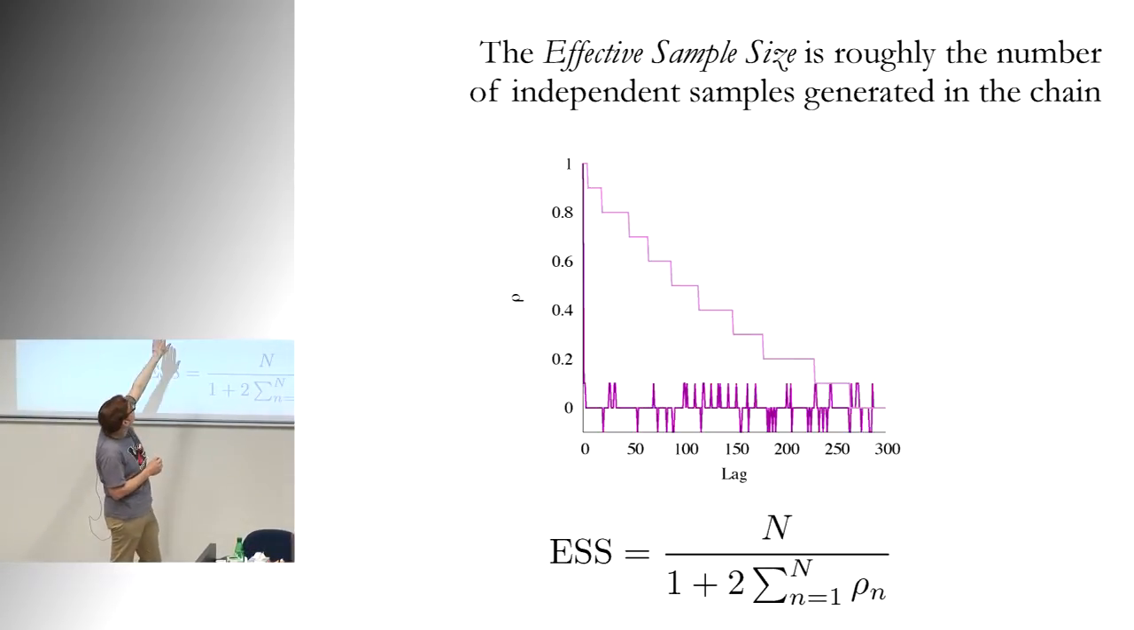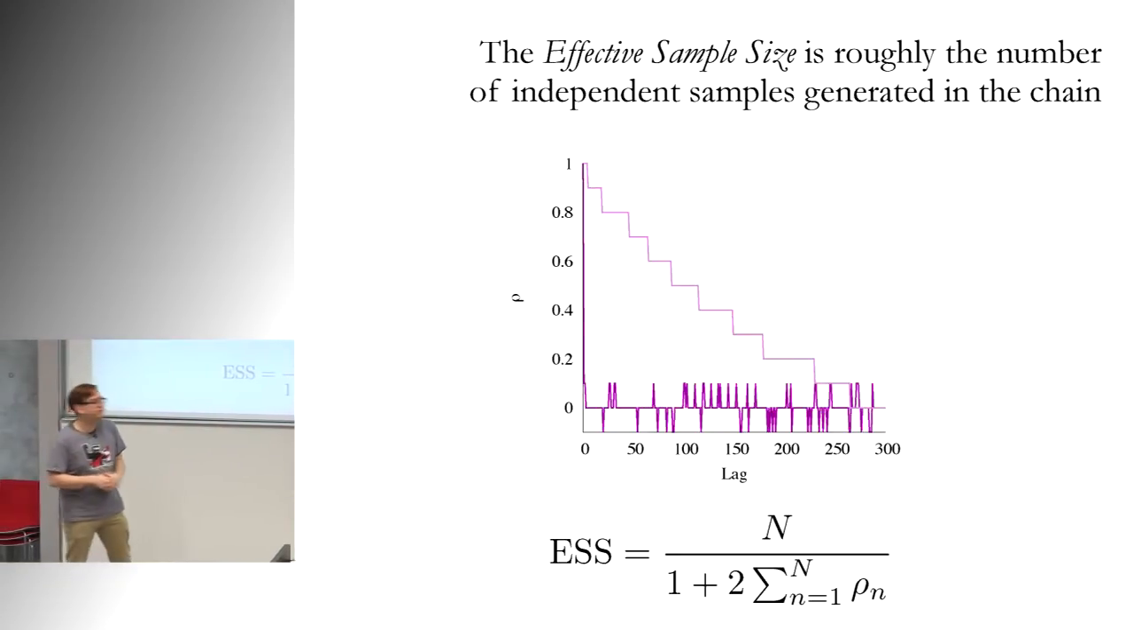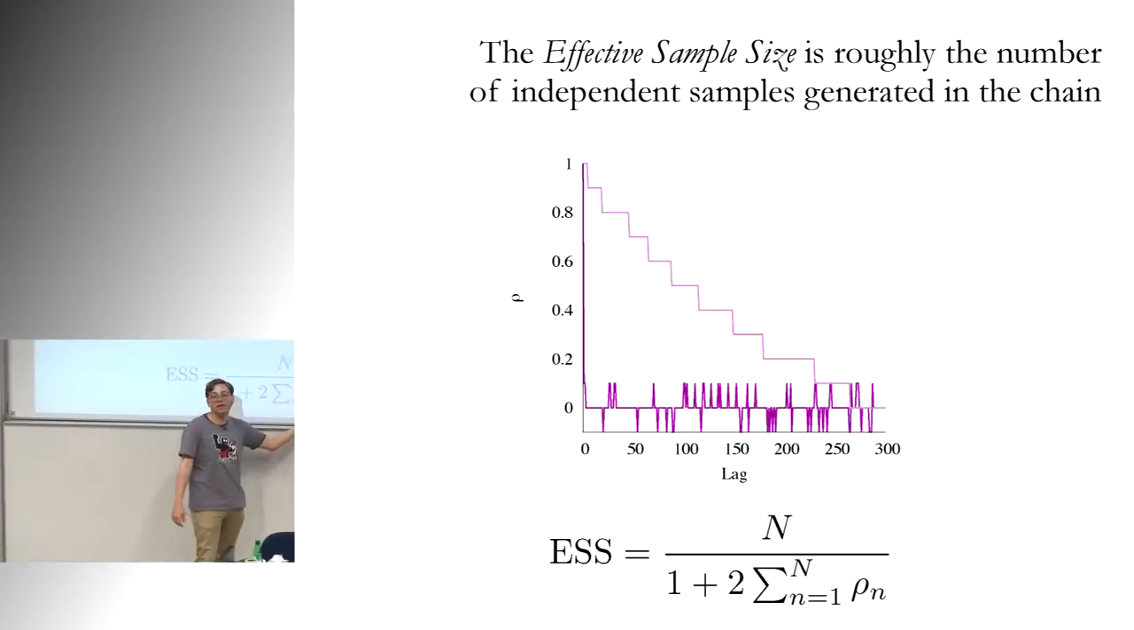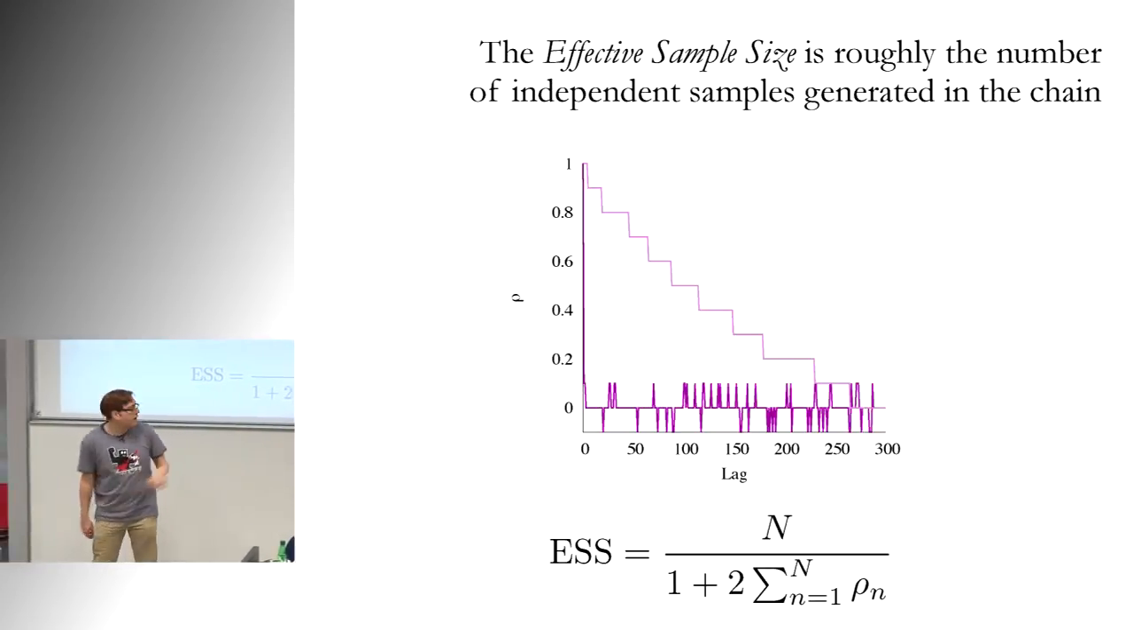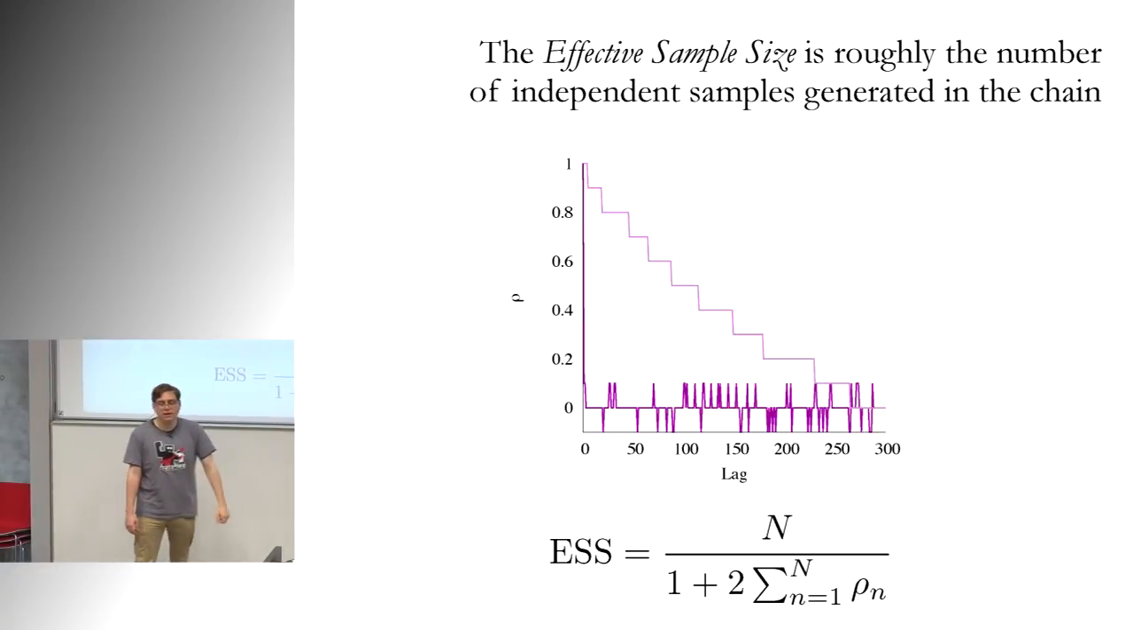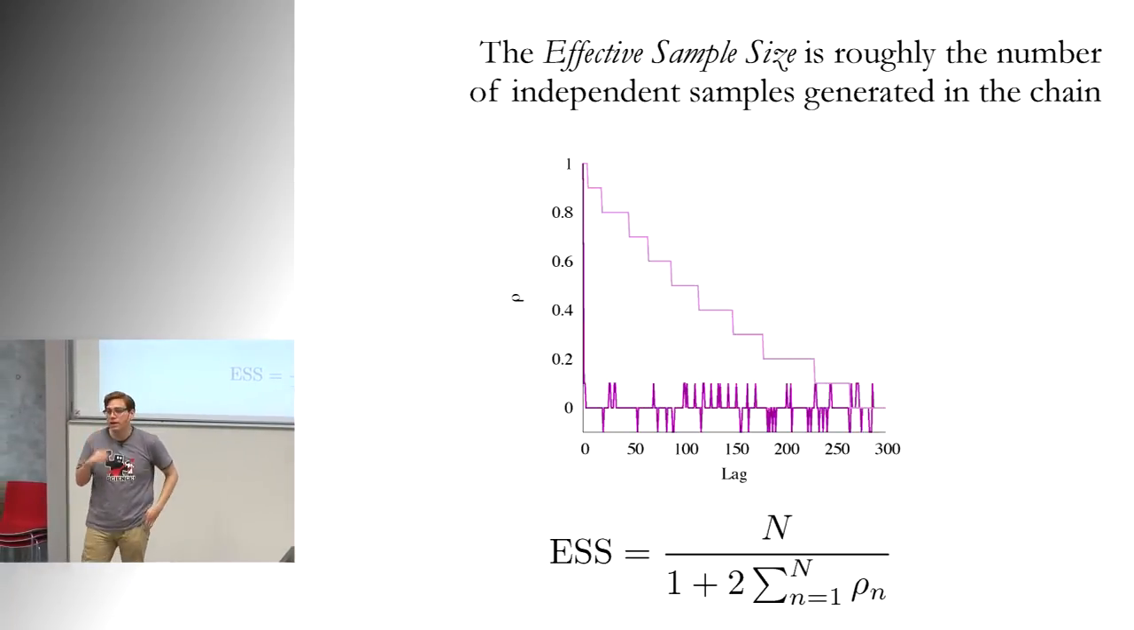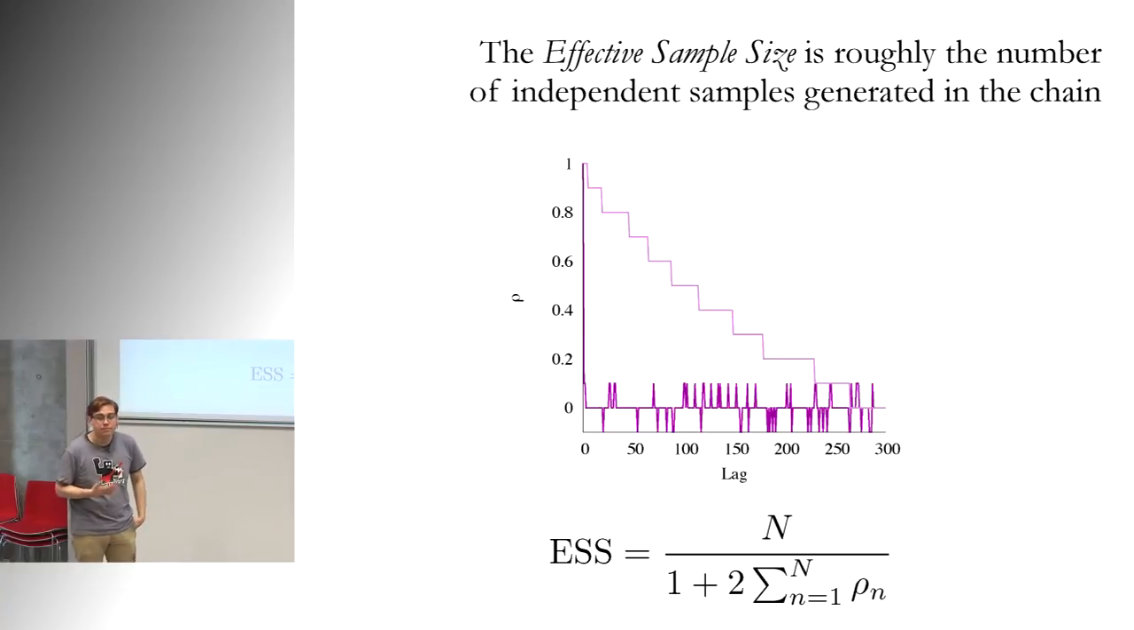If, however, we're in the upper regime, where we have very large autocorrelations, then the sum is going to be very, very big. ESS is going to be very small compared to the number of transitions that we generated, and we're in a very bad state.